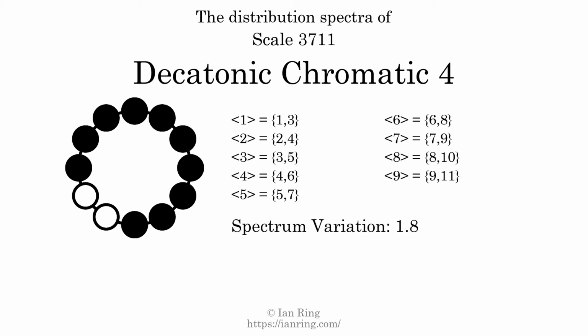The spectrum variation is the sum of all the widths, divided by the number of tones. The spectrum variation of this scale is 1.8. Since the variation is greater than 0, this indicates that the scale is not perfectly even. The highest spectrum width is 2.